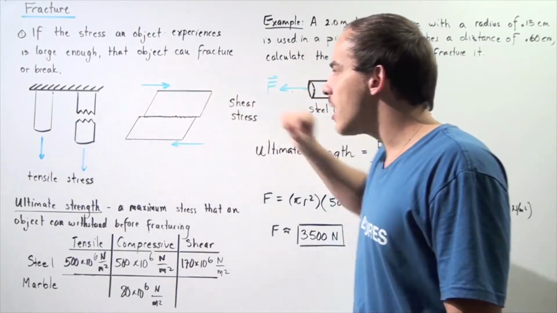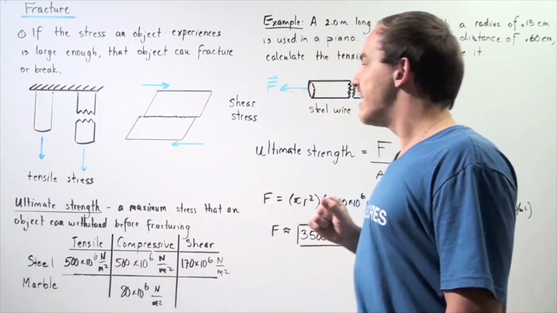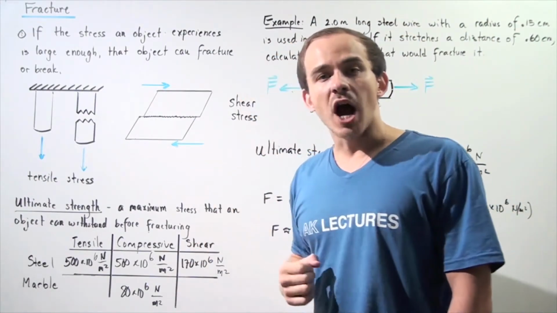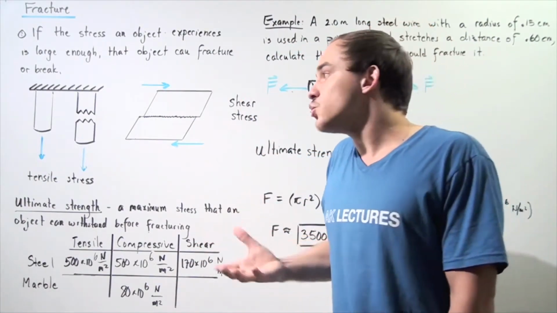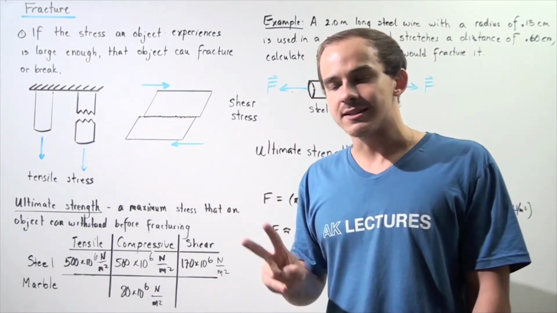Likewise, if we have another object and we apply a shear stress onto that object and the shear stress is high enough, well, our object will fracture into two or more pieces, in this case once again into two pieces.